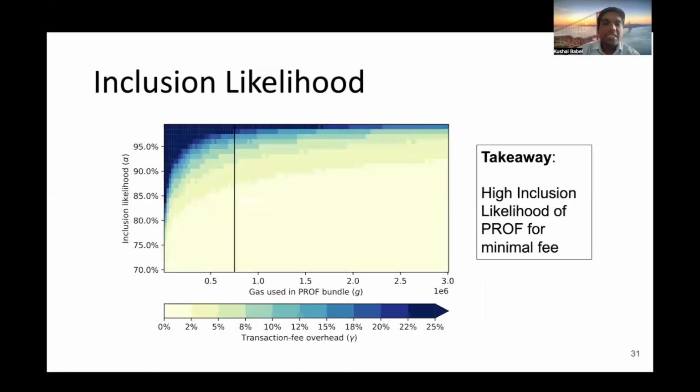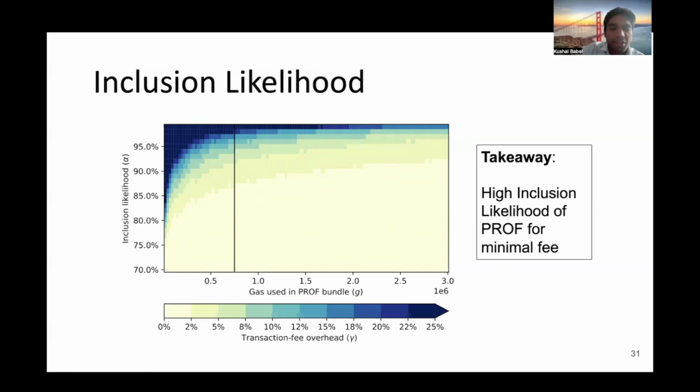Okay. So this is the three-dimensional relationship between these three variables: the inclusion likelihood, how big the PROF bundle is in terms of the gas used, and how much fee you are willing to pay for the PROF transactions. As you can see, the bigger the PROF bundle, the less overhead there is, for the same amount of inclusion likelihood.